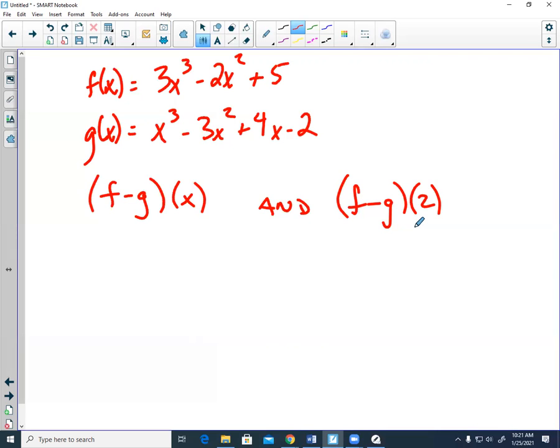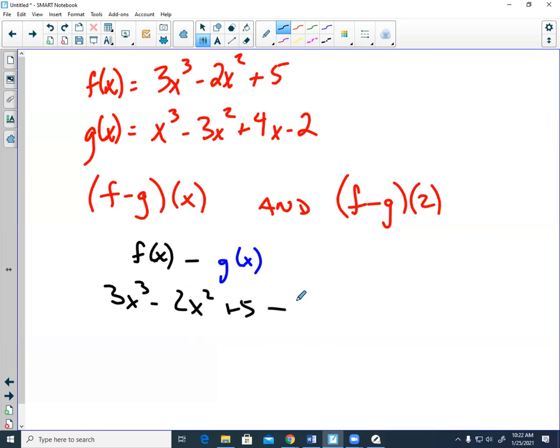Okay? These problems are as simple as combining like terms. That's what this basically is. Okay? So right now, what it wants us to do is f of x minus g of x. And the only thing that we can do to simplify this anymore is to start combining like terms. So our f of x is 3x to the third minus 2x squared plus 5 minus my g of x, which is x to the third minus 3x squared plus 4x minus 2.